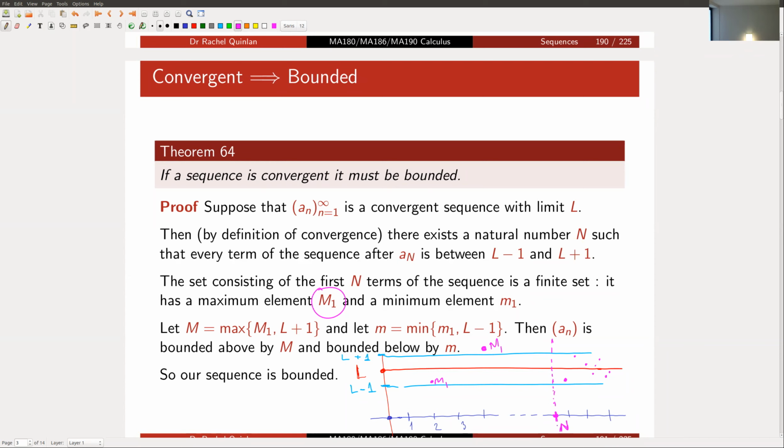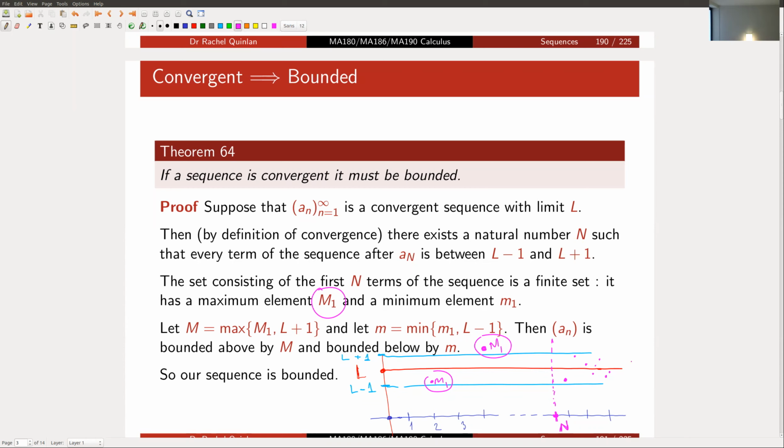We know that they are to the right of the purple dashed line, and that's what the fact that the sequence is convergent tells us. So the part to the left is finite. There are only finitely many terms there, and amongst those finitely many terms, there's the greatest one and the lowest one. So every term in the sequence, if it's to the left of the pink dashed line, is less than or equal to this M1. And if it's to the right of the purple dashed line, it's below the upper blue line.